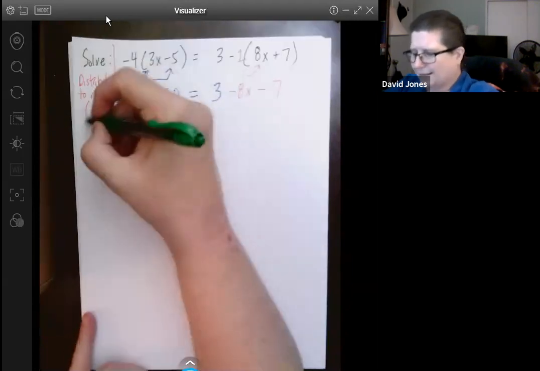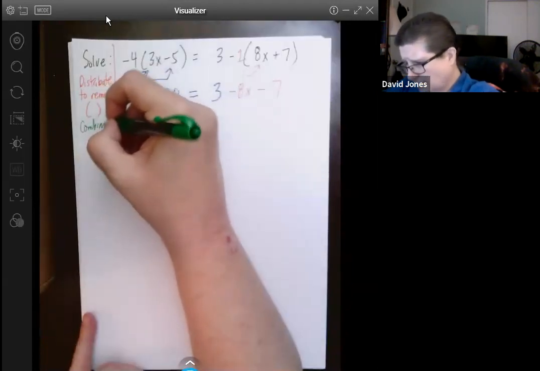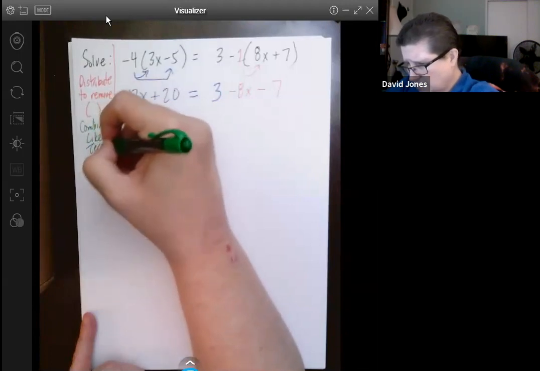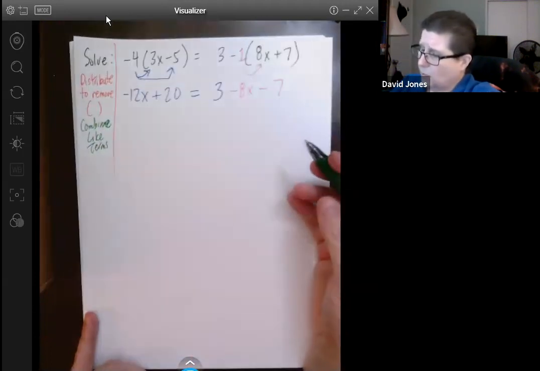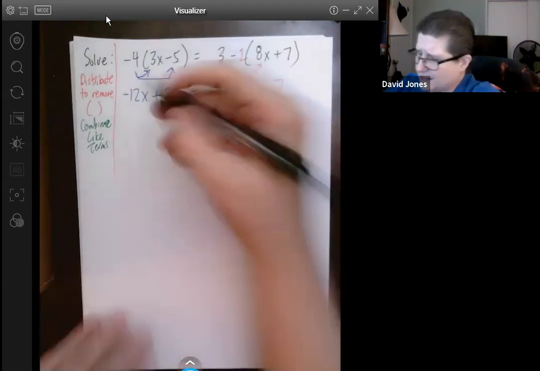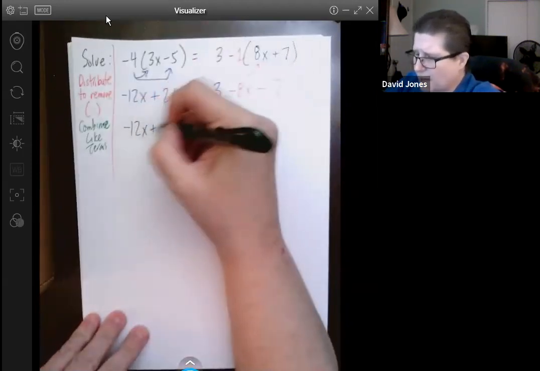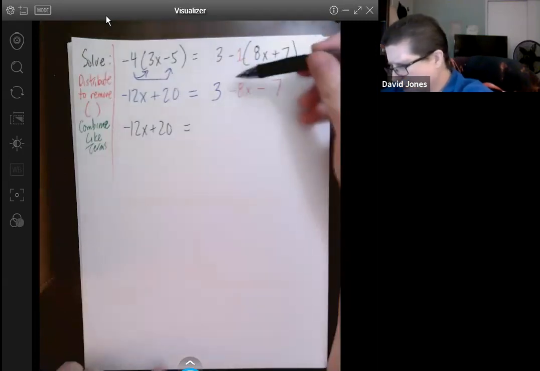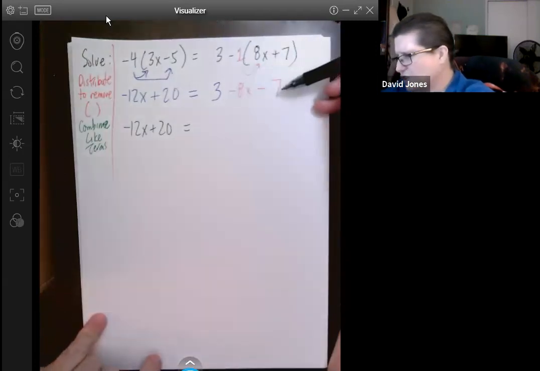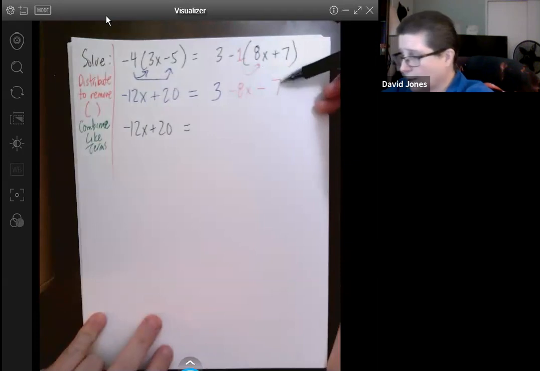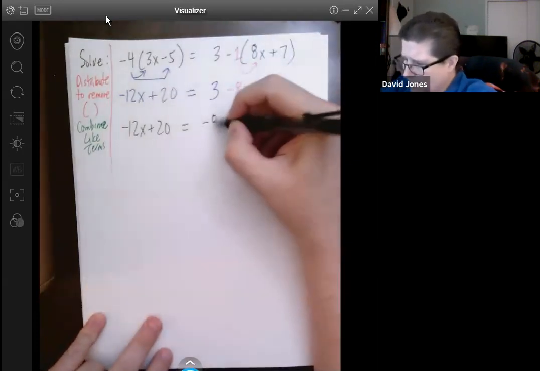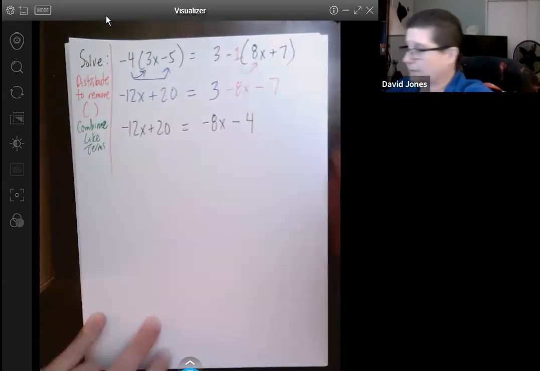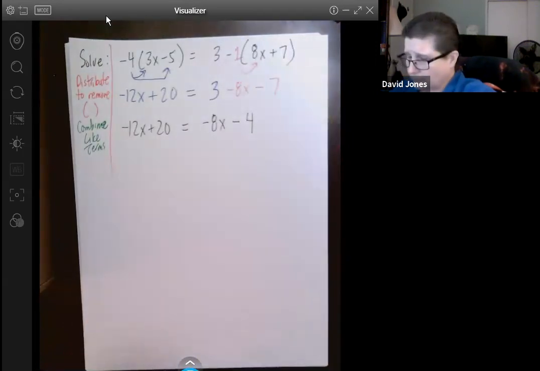Then combine like terms. Well, the left side doesn't have anything alike, so I'm just going to copy it down and leave it alone. The right side, though, I've got 3 and -7. Those combine to make -4. And we tend to write the variables first. So I've got -8x minus 4.